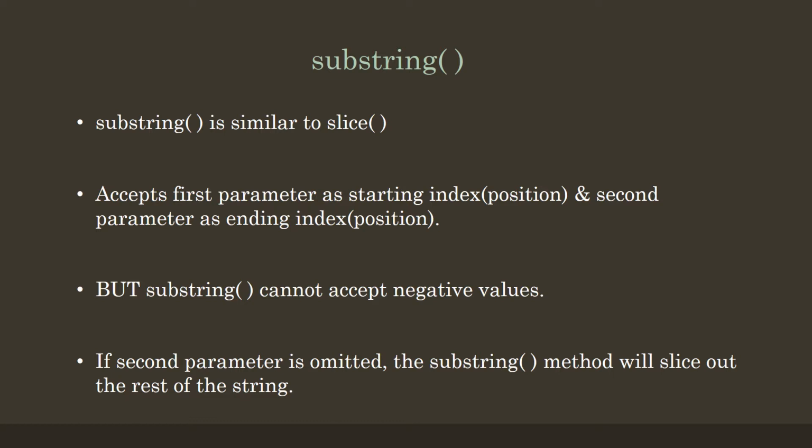And just like slice, if the second parameter is omitted, then the substring method will slice out the rest of the string. No negatives, so we cannot say from the last or from the end or so on. It's just clear cut positive.